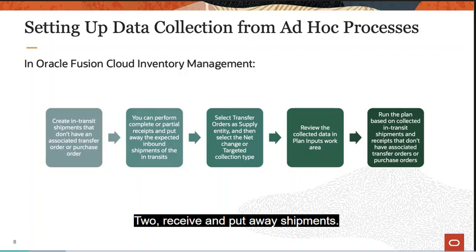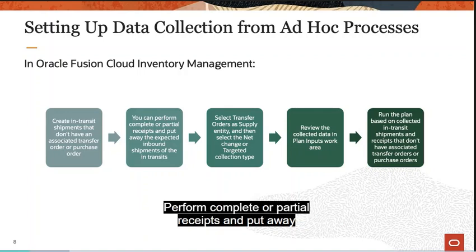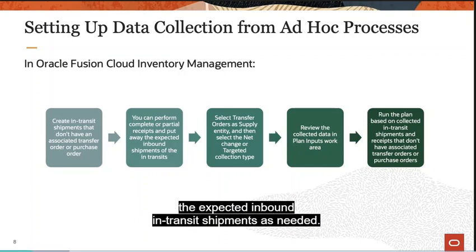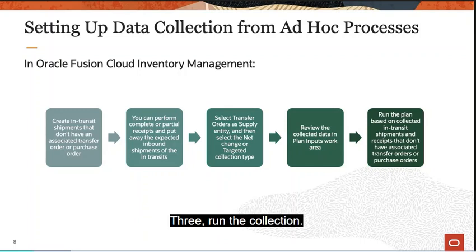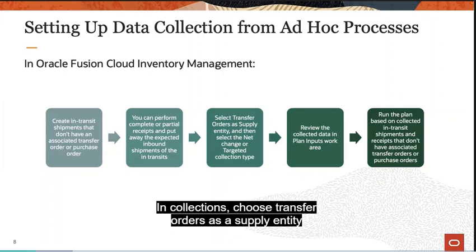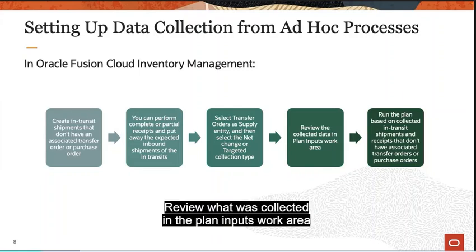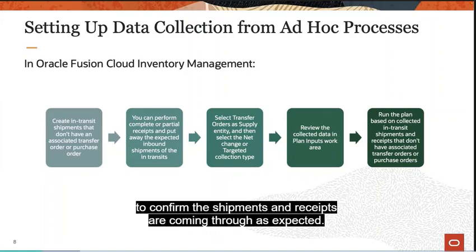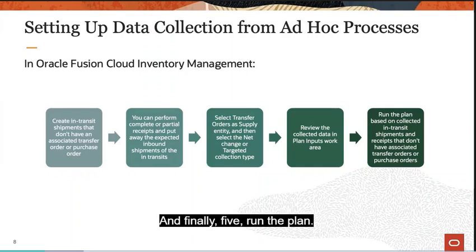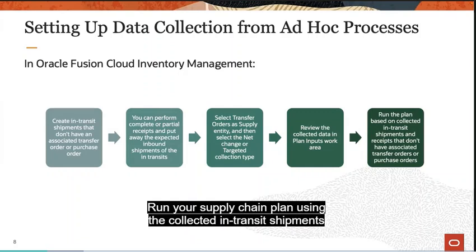Second, receive and put away shipments. Perform complete or partial receipts and put away the expected inbound in-transit shipments as needed. Third, run the collection. In collections, choose transfer orders as a supply entity and select either net change or targeted collection. Fourth, validate the results. Review what was collected in the plan inputs work area to confirm the shipments and receipts are coming through as expected. And finally, fifth, run the plan. Run your supply chain plan using the collected in-transit shipments and receipts, even though they don't have associated transfer orders or purchase orders.